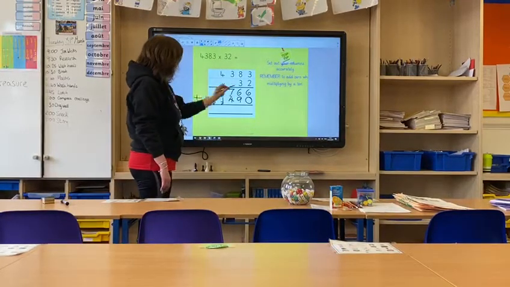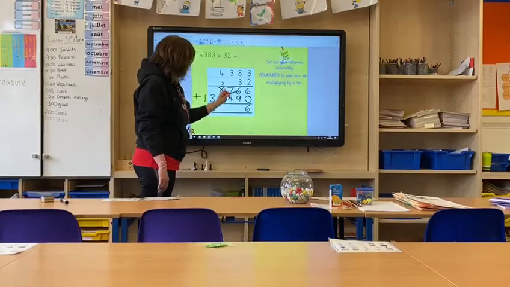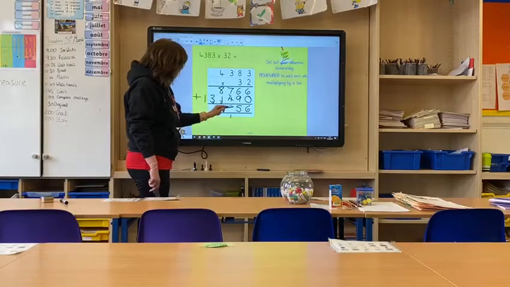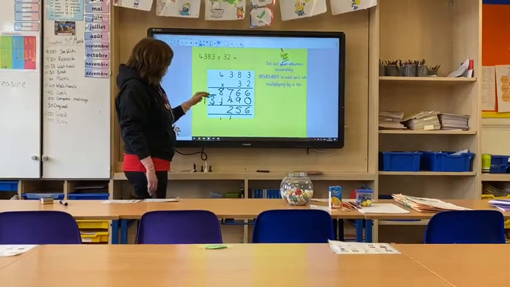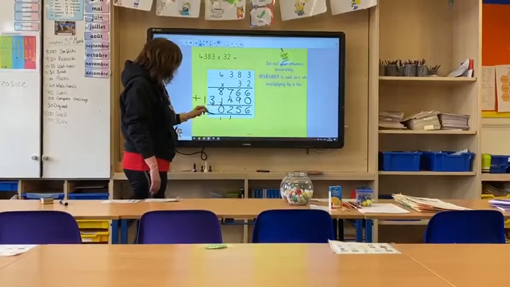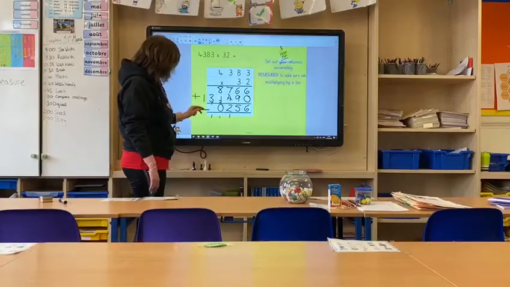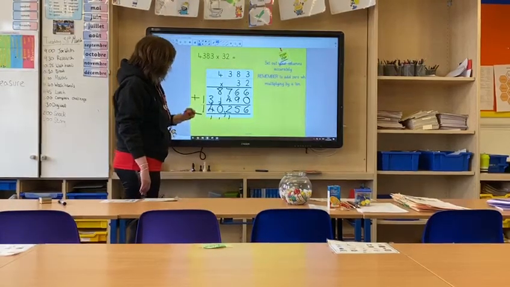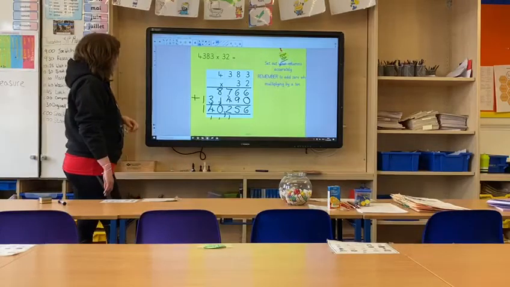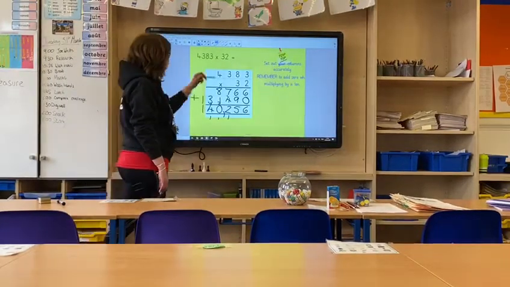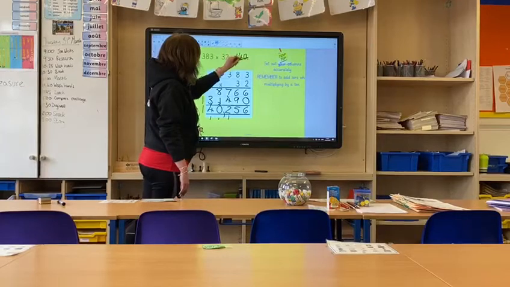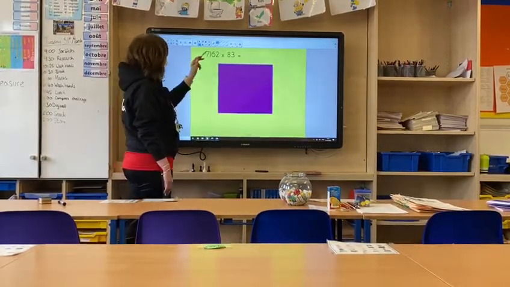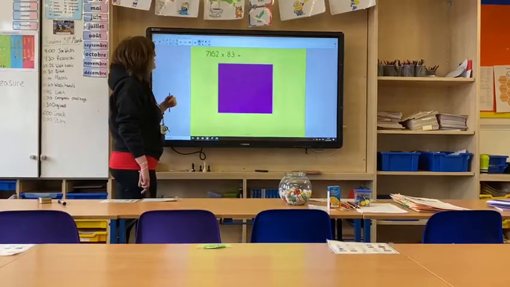Add them together, 6 and 0, 6, 6 plus 9 is 15, 7 and 4 is 11, plus 1 is 12, 8 plus 1 plus 1 is 10, 4 plus 1 is 5, and 1 and nothing else is 1. Put my comma in there, so I know that 4,383 times 32 is 140,256. Again, the calculation here is for you to do.